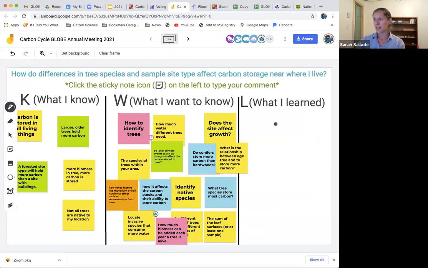And what did we learn? Take a moment to type in a few sticky notes. What did we learn about our question? How do differences in tree species and sample site type affect carbon storage near where I live? And if you see something in the center column that you just want to move and drag, feel free to do that also.